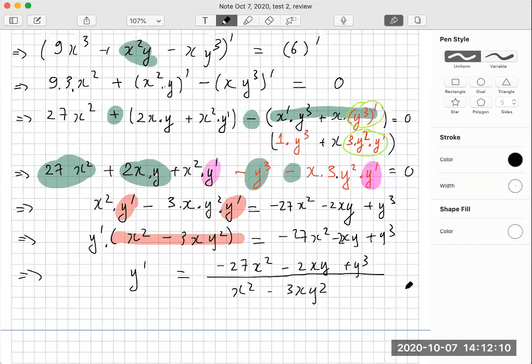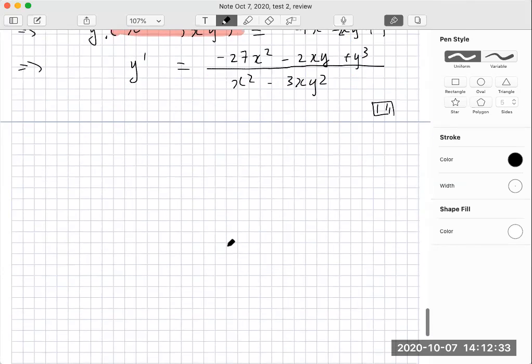So, do you have any questions? Very good. So the implicit differentiation is fine now, right? How about, let us do one tangent line equation, okay? If we are given this equation, let me see.